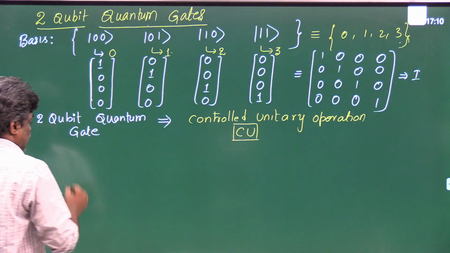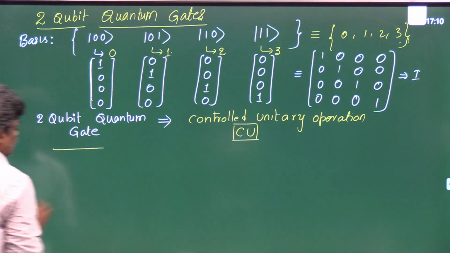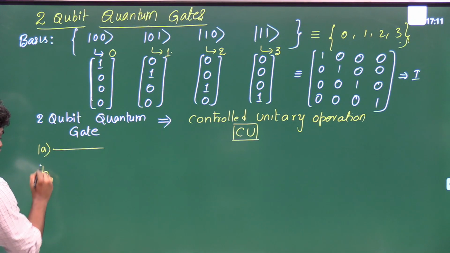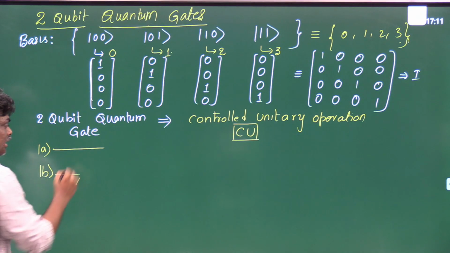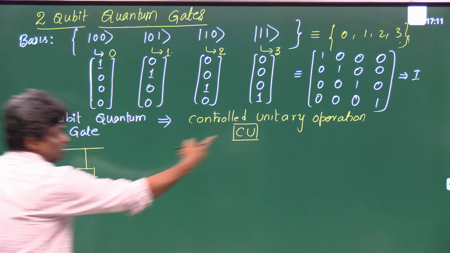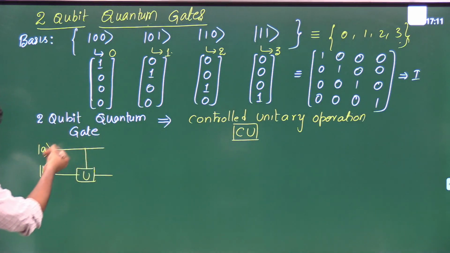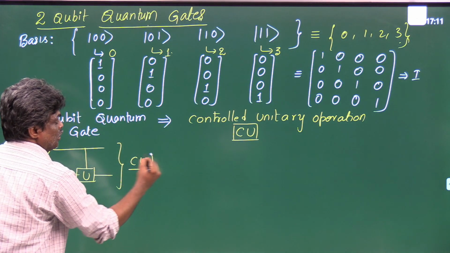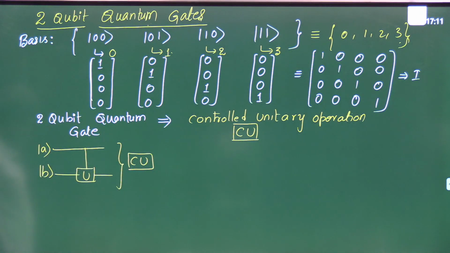Let me discuss. So here we have two qubits, initially A and B. Now here we have this CU operation. I told you, CU operation. This is the representation of that CU, the controlled operation. This is the initial state A and B, single qubits. So this is the representation of that controlled unitary operation.